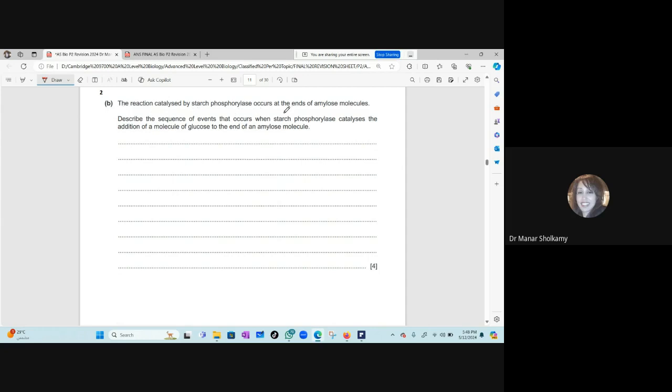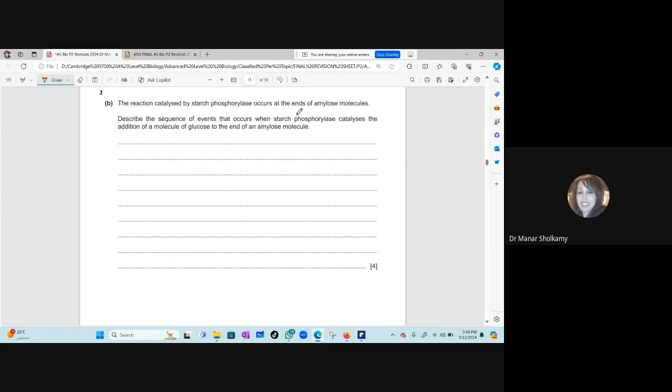Describe the events that occur when starch phosphorylase catalyzes the addition of a molecule of glucose to the end of an amylose molecule. Now, you were studying biological molecules. Discuss how we can add glucose molecules to each other, creating a polymer. By condensation reaction. Yes, but this is a question out of 4 marks, so you will discuss what is condensation, how it happens. Let me break it down for you.